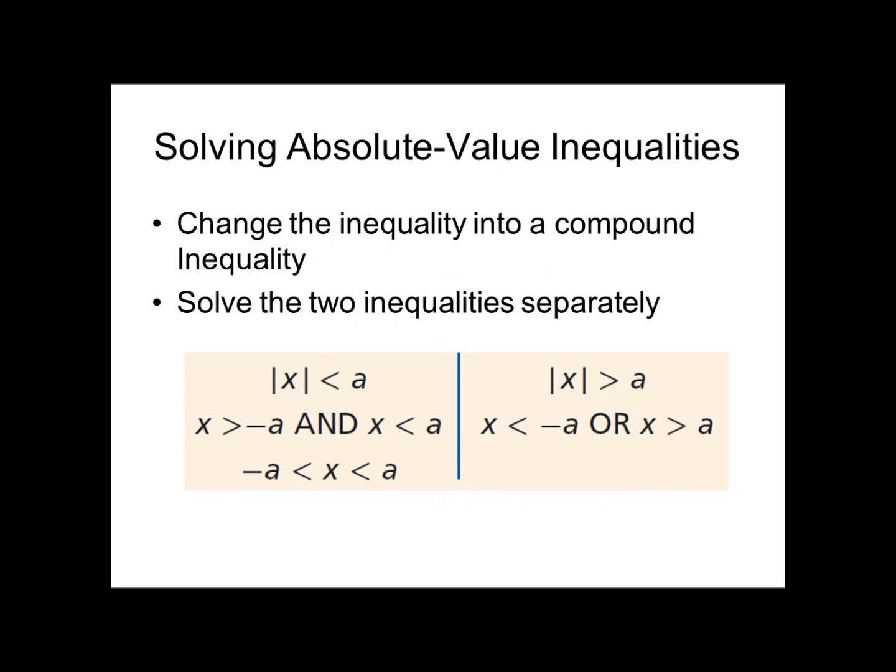Solving an absolute value inequality requires us to know and understand that these inequalities will create conjunctions or disjunctions. Whenever the absolute value is less than a, it creates a conjunction. Whenever the absolute value is greater than a, it creates a disjunction. And then we just solve the two inequalities separately.